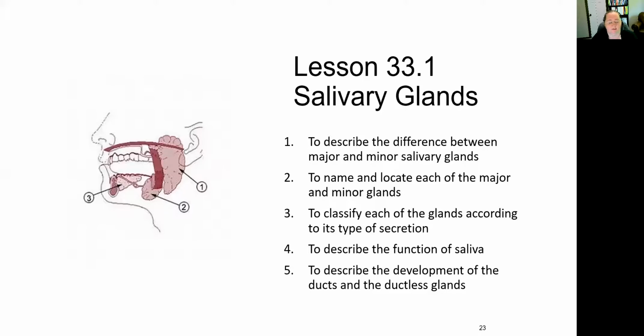All right, so this is chapter 33. And by the end of this chapter, students should be able to describe the difference between major and minor salivary glands. You should be able to name and locate each of the major and minor salivary glands. Should be able to classify each of the glands according to its type of secretion, to describe the function of saliva, and to describe the development of the ducts and ductless glands.